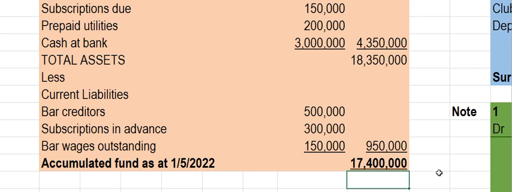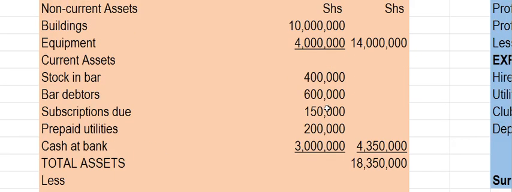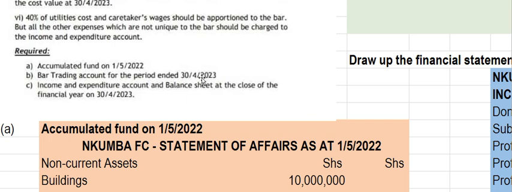So that is the accumulated fund of the club as at 1st May 2022. You simply get the assets at the start minus the liabilities at the start, to determine that accumulated fund. That is in case it has not been given to you. Then the bar trading account for the period ended 30th April 2023.